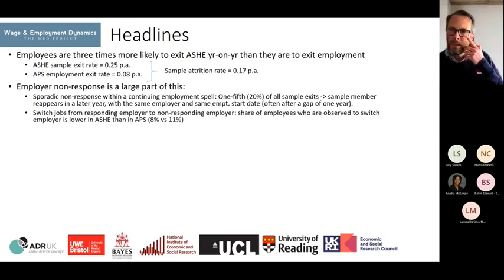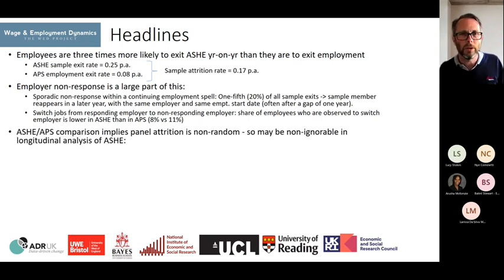And where we could see this is we can see that the share of employees who are actually observed in the data to switch employers looks a little bit low in ASHE. So if you went to the annual population survey, admittedly it doesn't have brilliant data on employer switches, but around 11% of people in the annual population survey seem to have switched employer between year 1 and year 2, and in ASHE that's only 8%. And that implies that the people who are switching employer seem to be more likely to be dropping out of ASHE than those who are remaining with the same employer. So we've got different kind of patterns of attrition going on.